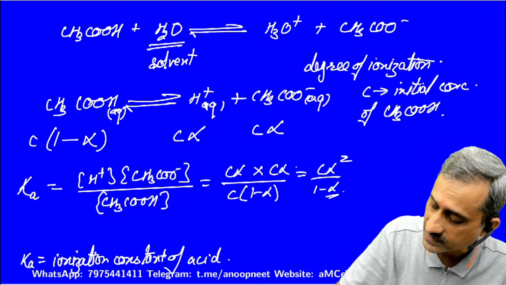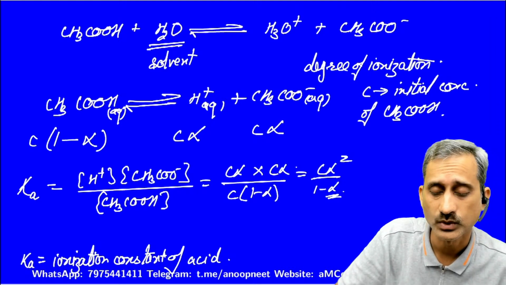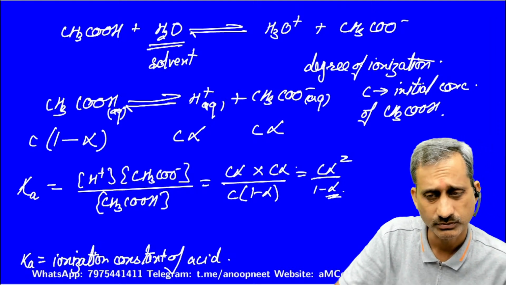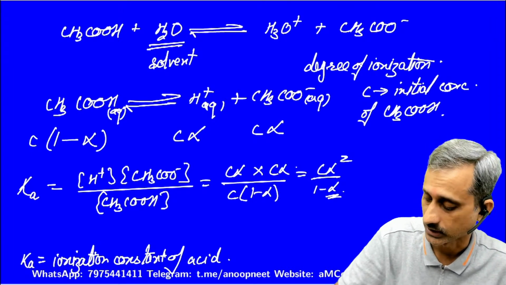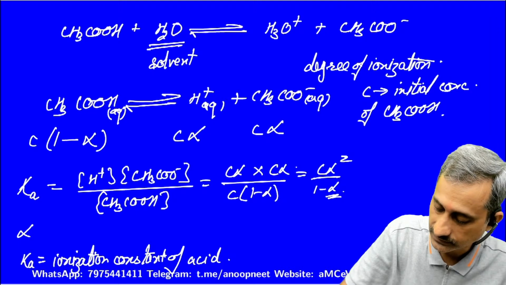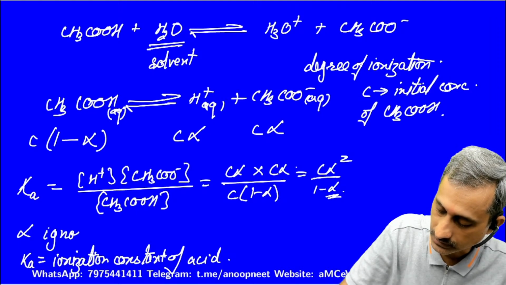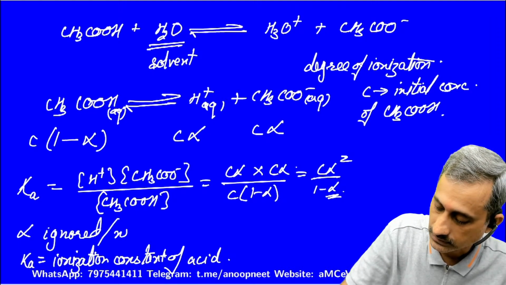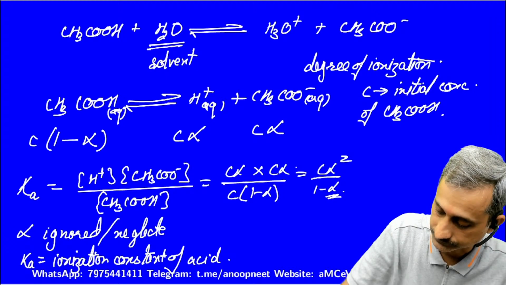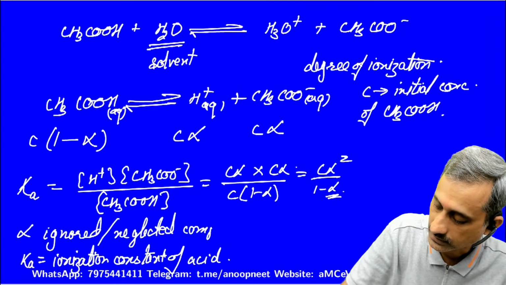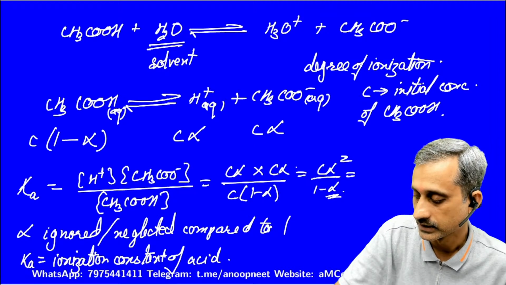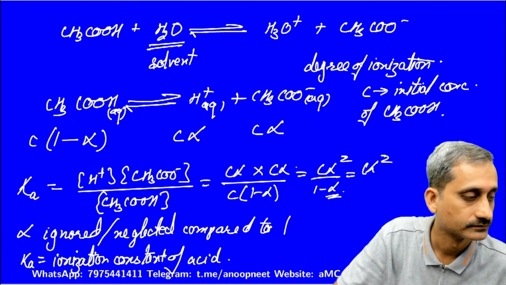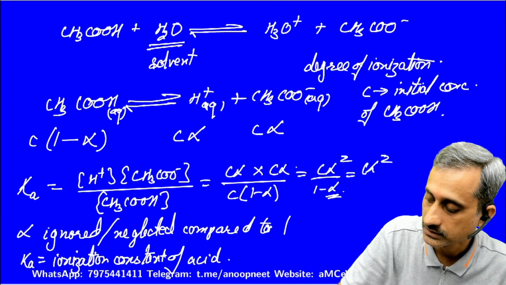Now here again, alpha is neglected in comparison to 1. Acetic acid is a weak acid. We are talking about 0.1 molar concentration. There, alpha is neglected in comparison to 1. Alpha is ignored, neglected, compared to 1. So, we get it as C alpha square.